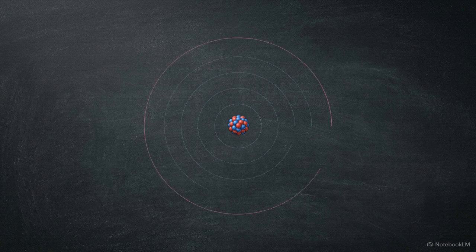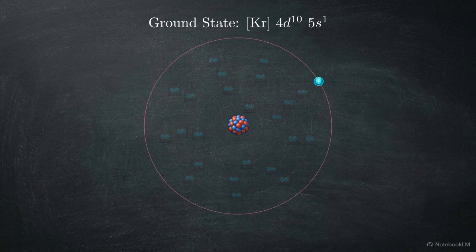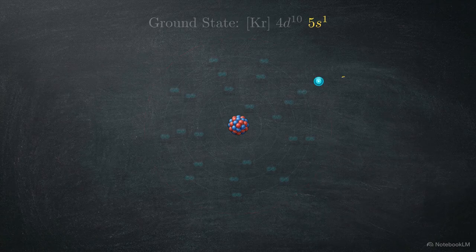Silver was the ideal candidate because of its ground state configuration. Of its 47 electrons, 46 are paired off in a way that cancels their magnetic effects. That leaves one unpaired electron in the 5s orbital. Since this orbital has zero angular momentum, it simplifies our calculation.